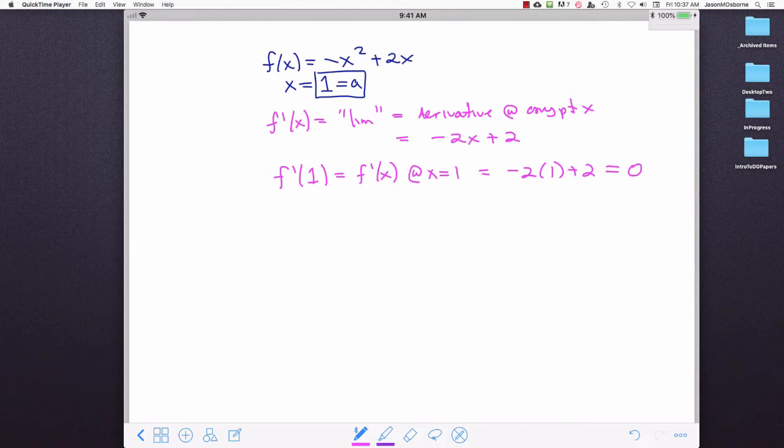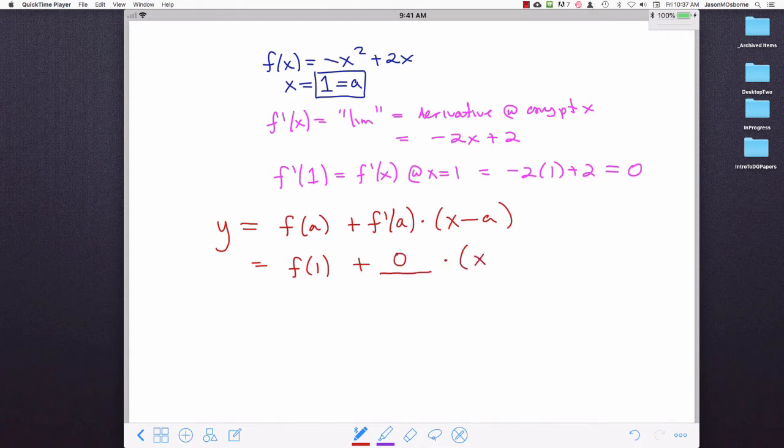And therefore, the equation of the tangent line that we had in the other box was y equals the function evaluated at a plus the derivative evaluated at a multiplied by the quantity x minus a. So we have the function evaluated at 1, and the derivative evaluated at 1, which we got as 0, multiplied by x minus 1. The function evaluated at 1 is negative 1 plus 2, which is 1. 0 times anything is 0. So y equals 1 is the equation of the tangent line.